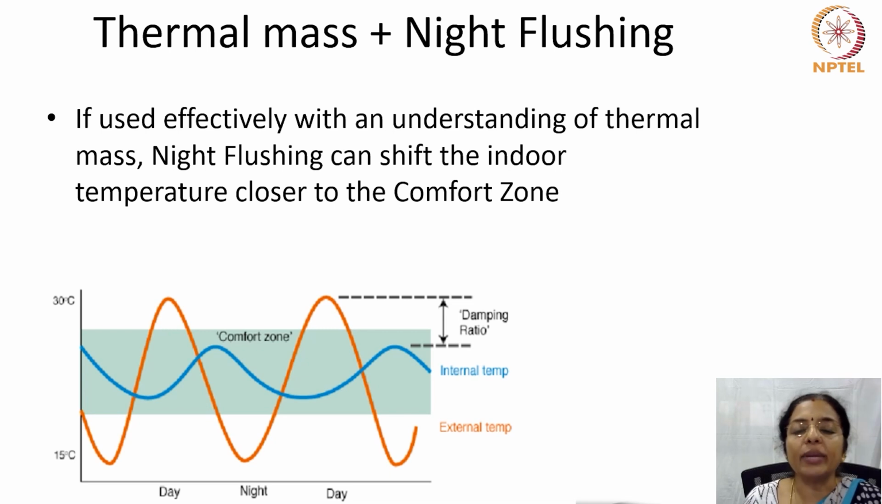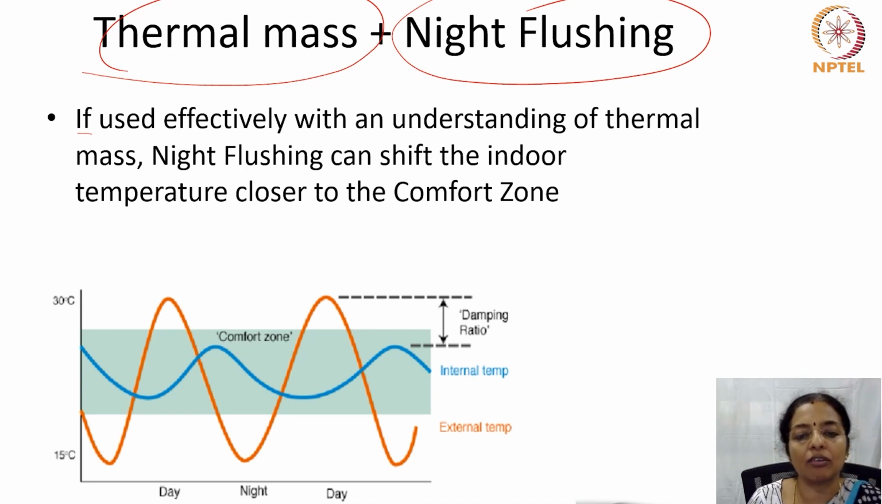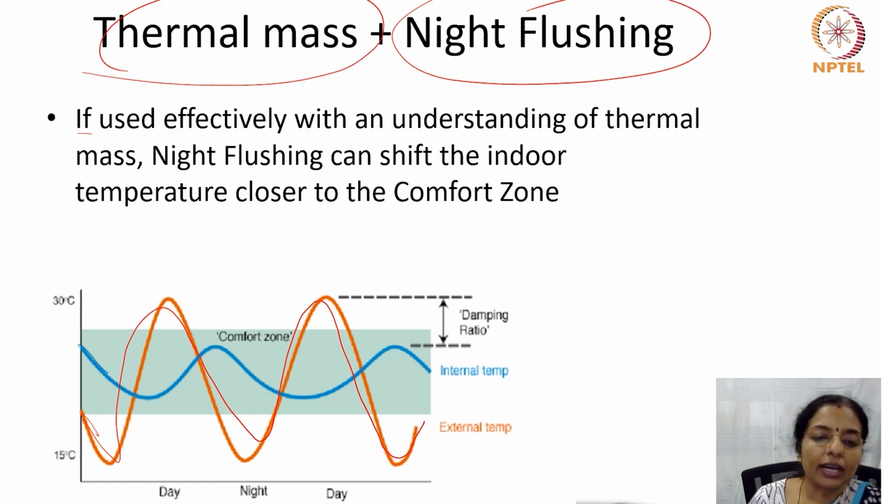So the best combination would be thermal mass plus night flushing. If used effectively with an understanding of thermal mass, night flushing can shift the indoor temperature closer to the comfort zone. So if you have the external temperature swing like this, then you can make the indoor temperature swing in such a way that it lies within the comfort band.